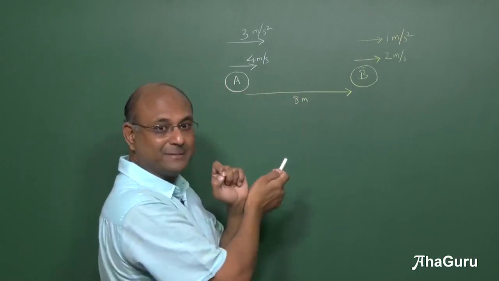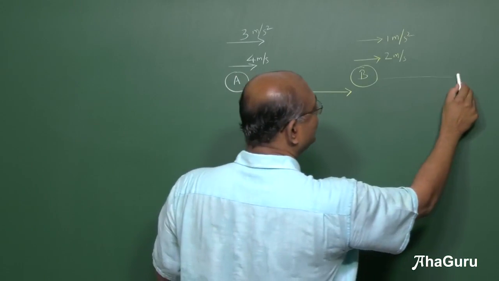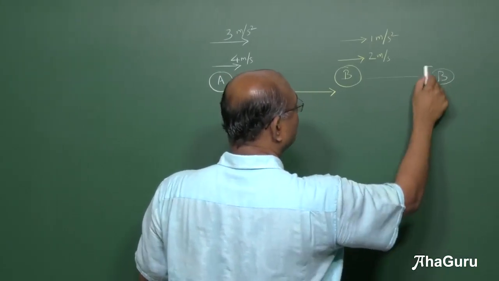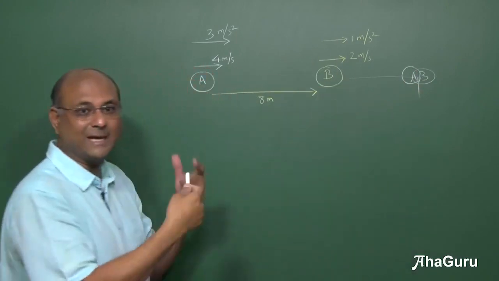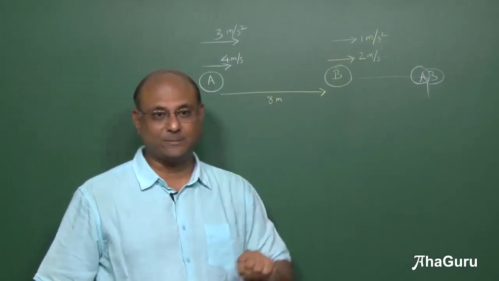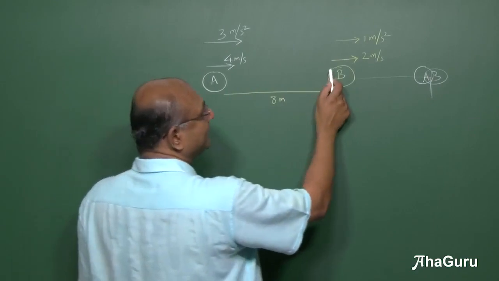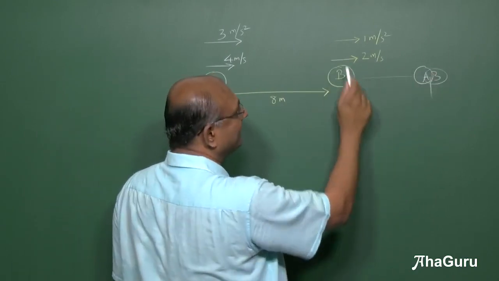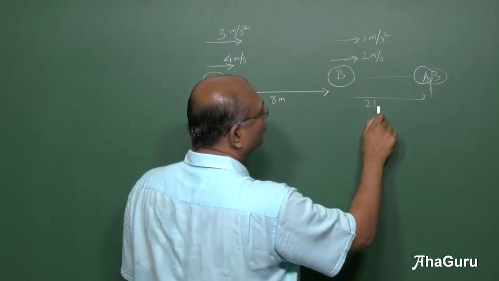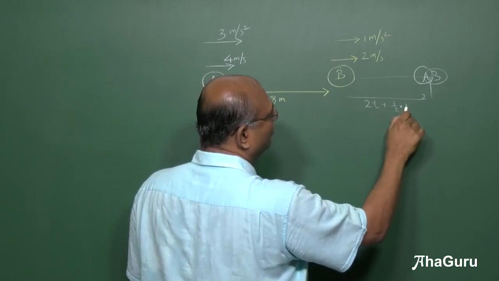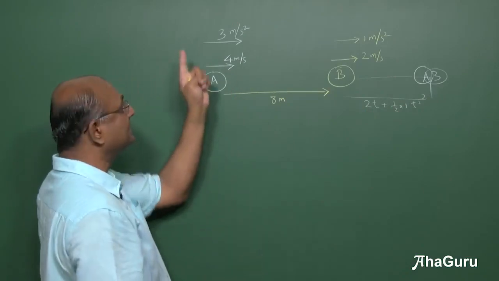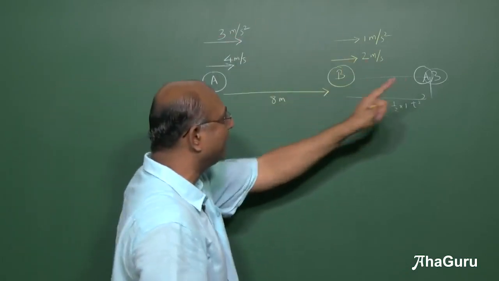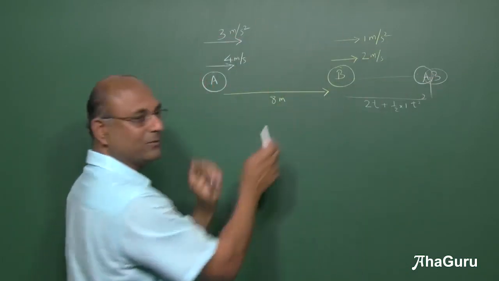Initially the gap between them is 8 meters. Now when B travels somewhere there, A is also going to meet B. We want to find out how much time later A is going to catch up with B. We could do this problem by saying let this be t seconds like we did earlier. Then we can write down 2t plus half into 1 into t square, then 4t plus half into 3 into t square, and then we can say that minus this is equal to 8.